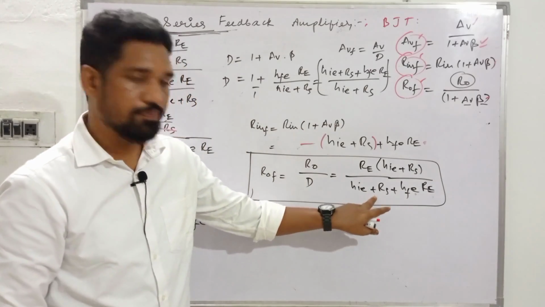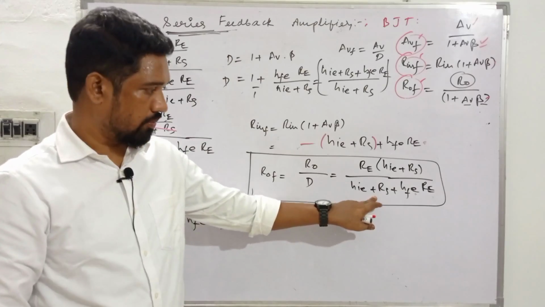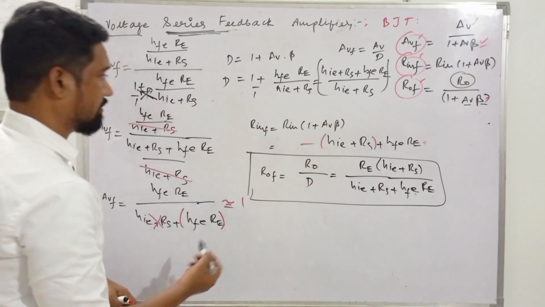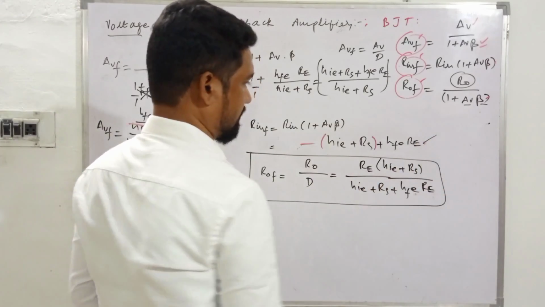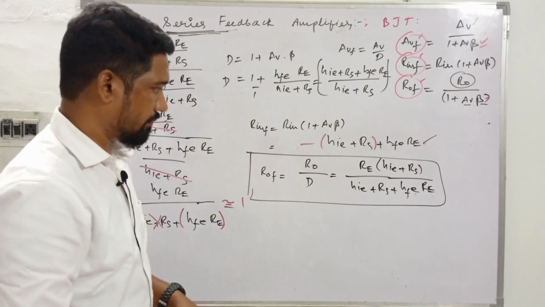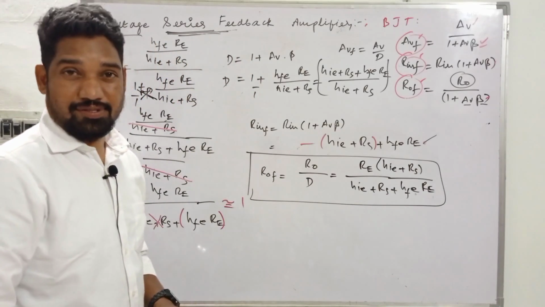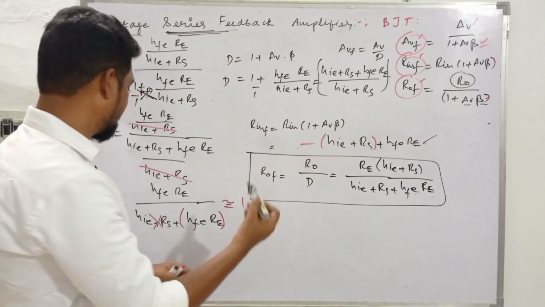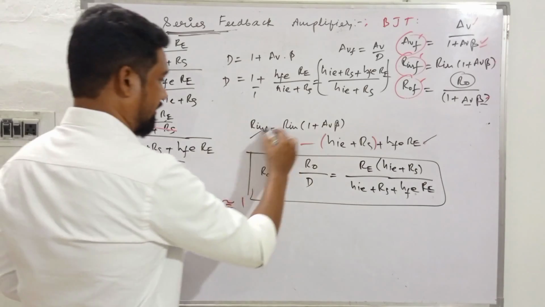This will be reduced numerically. If we solve any problem with all these values, we can find out this is a very high value, and there is a reduction in the resistance. So these are the expressions AVF, RIF and R naught F.